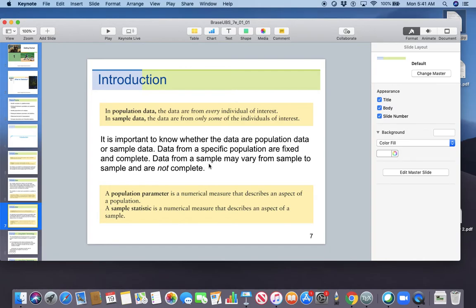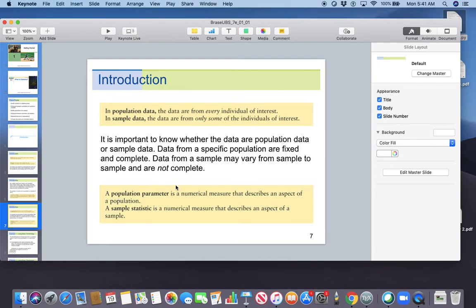Now, if you choose to study another 100, you will have another sample. So, information or data from a sample may vary, may change from sample to sample. So, the information I get will, of course, be different from the information you get, because the 100 people I studied were different from the 100 people you studied. So, data from sample to sample will change and are not complete. It's not complete. There are people who are dead we haven't studied, and so on and so forth, right?